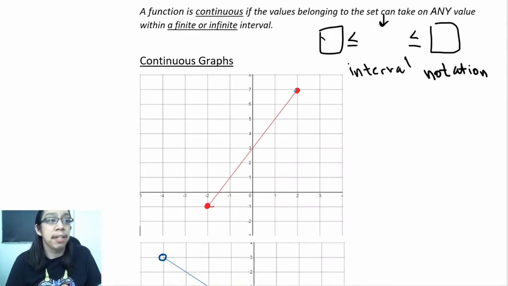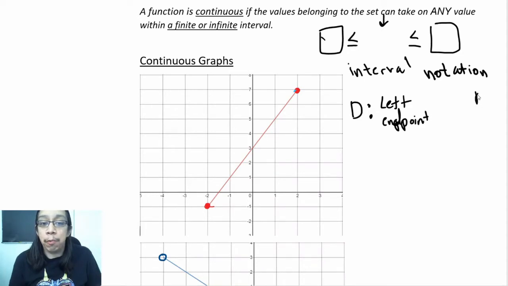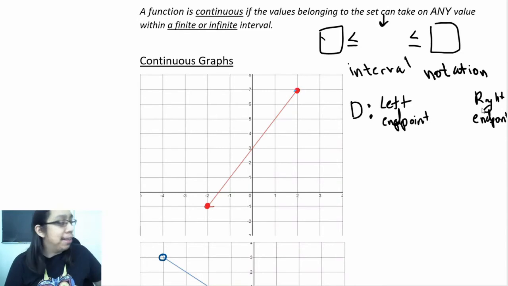It's actually pretty easy. So let's keep this in mind. When you're asked to find the domain of a continuous graph, think about what your left endpoint is and what your right endpoint is. I like to think of it like reading a book. I'm going to start reading from the left, and then I'm going to stop reading at the right. So we're always starting from left to right and thinking about what your x values are at the left and at the right.